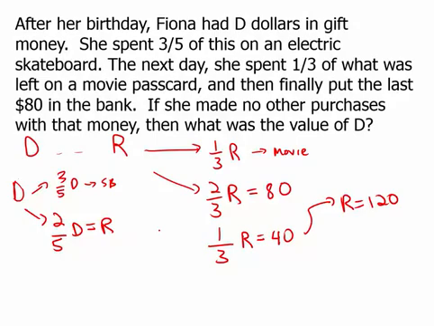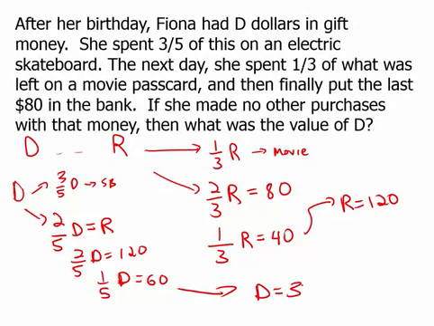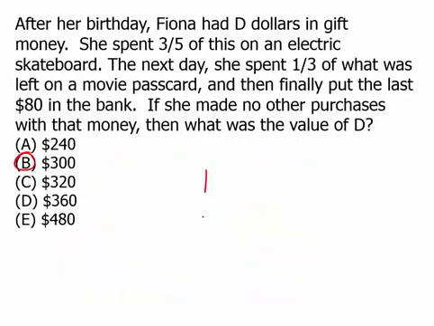So we already found R, so 2/5 D equals 120. Divide by 2, 1/5 D equals 60. Multiply by 5, D equals 60 times 5, which is 300. And that's the value of D. Answer choice B.